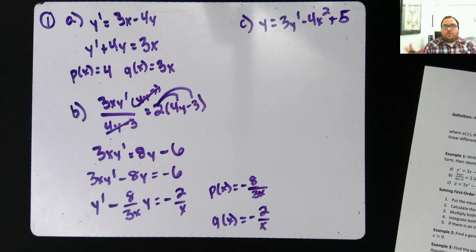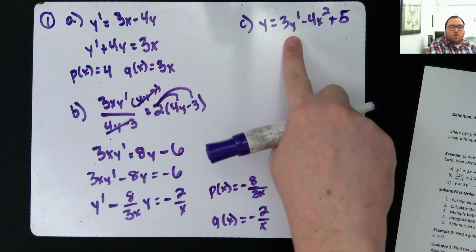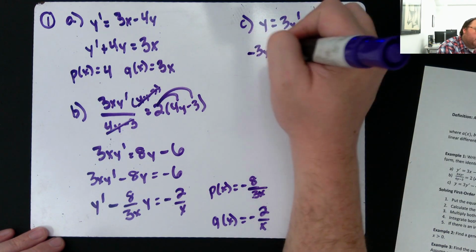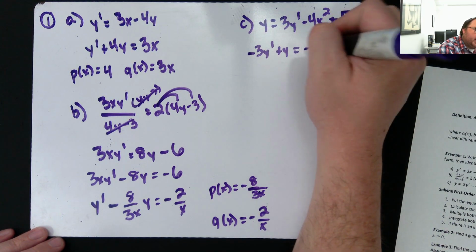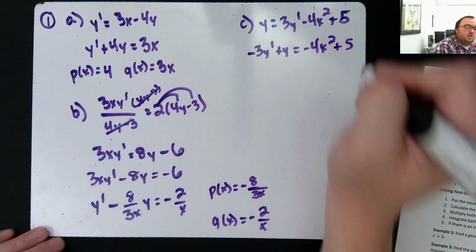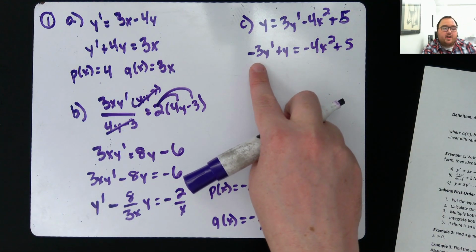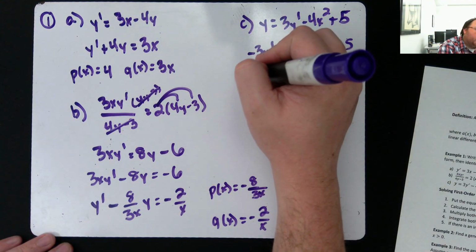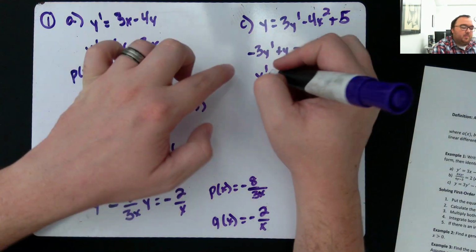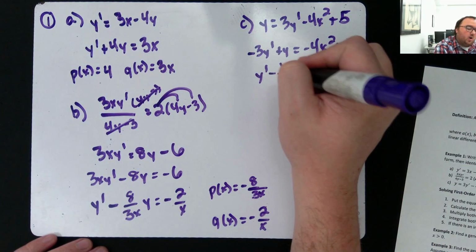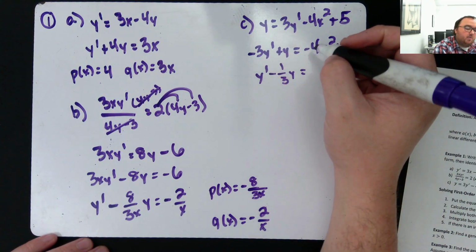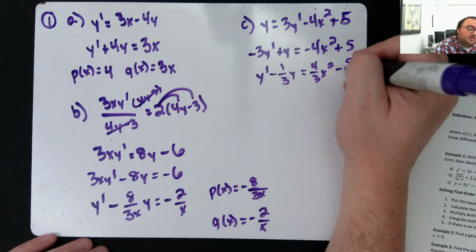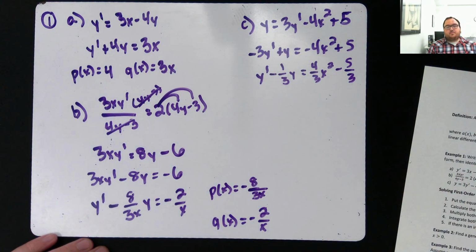So again, I want every y on the left side. I have a y there, so move it over. That's going to be negative 3y prime plus y equals negative 4x squared plus 5. And then again, I want a 1 right here, so divide everything by negative 3 so that I have that. That's going to give me y prime minus 1/3 y equals, that would be positive 4/3 x squared minus 5/3.